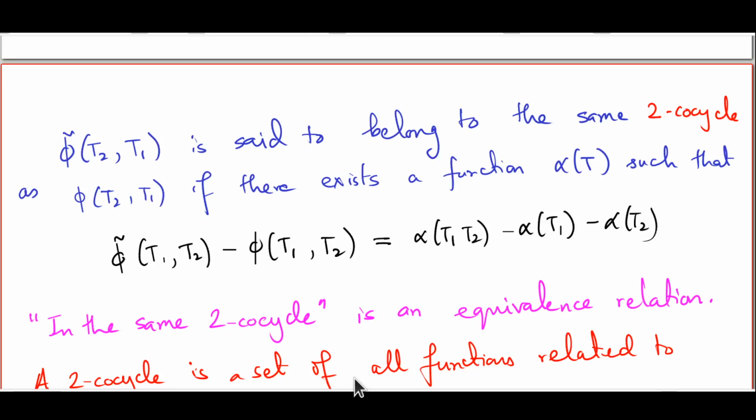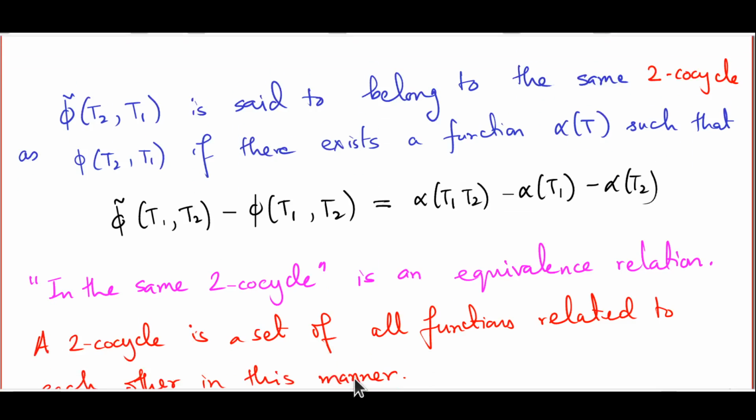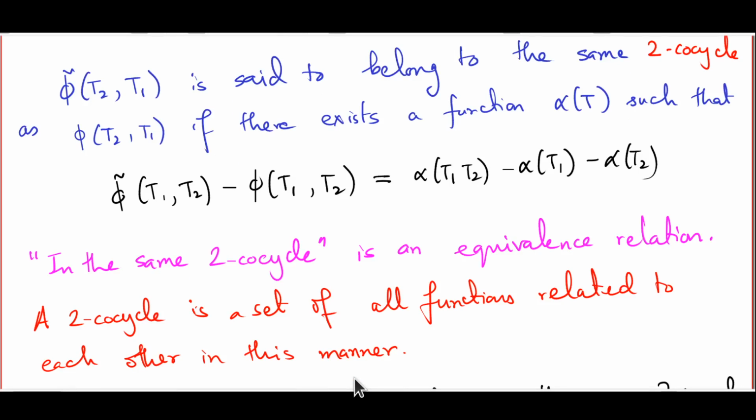And once you've proven all this, it's easy to see that being in the same Tuco cycle is really nothing but an equivalence relation. And this Tuco cycle is really the equivalence class corresponding to it. It's a set of all functions related to each other in this particular manner. Now, it's very easy to show that if you have two phase factors phi tilde and phi which belong to the same Tuco cycle, then you can actually go to a representation which has phi as a phase factor from a representation which used to have phi tilde by just redefining the phases of the individual operators.